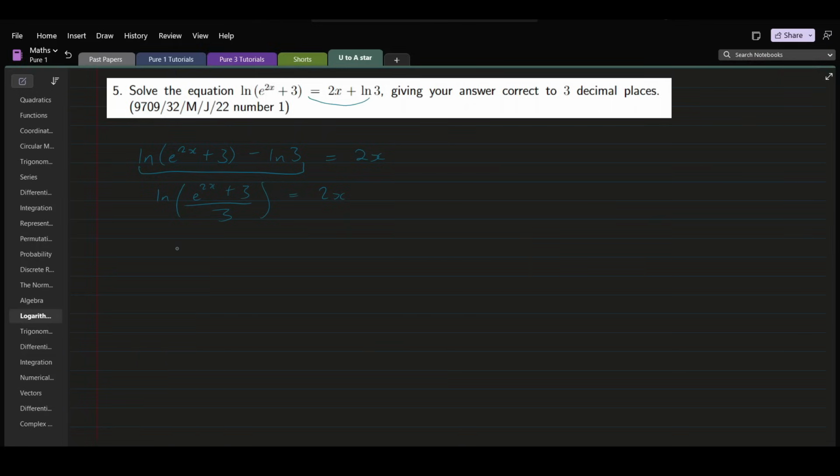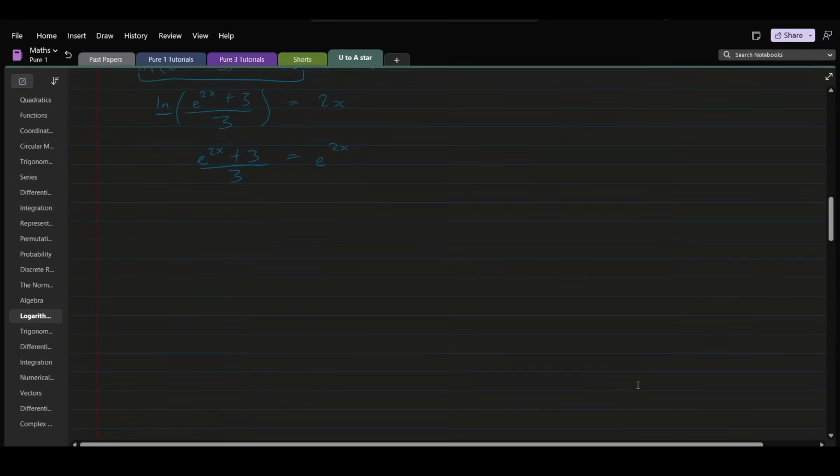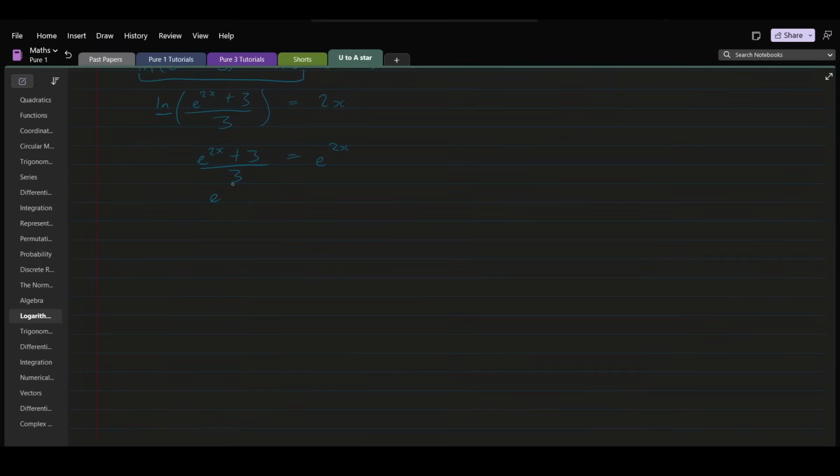And then we're going to apply the exponential function on both sides to get rid of this ln. So this becomes e to the 2x plus 3 over 3, and this is equal to e to the 2x, since we've applied the exponential function on both sides. Now multiply through by 3 to get rid of our denominator here. That's e to the 2x plus 3 is equal to 3 e to the 2x. Move this to the right hand side, so that's minus e to the 2x, and this is all equal to 3. So you get 2e to the 2x is equal to 3.